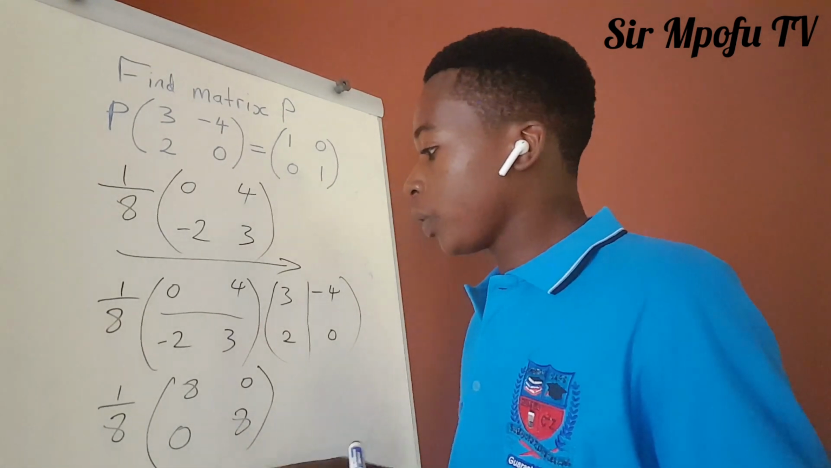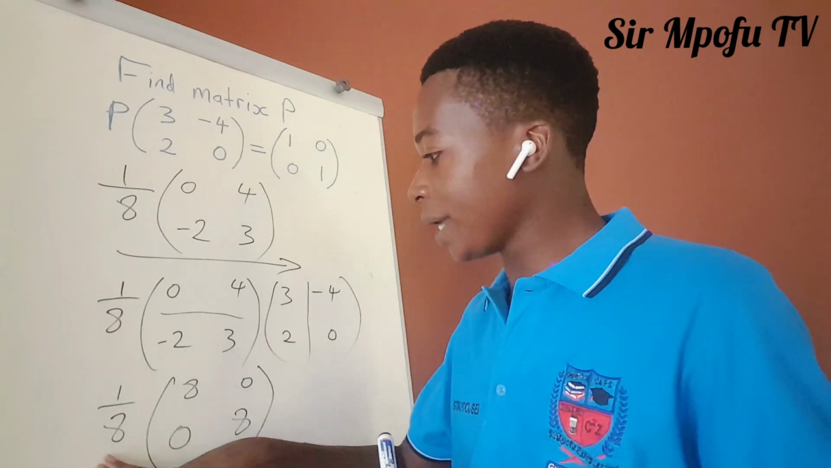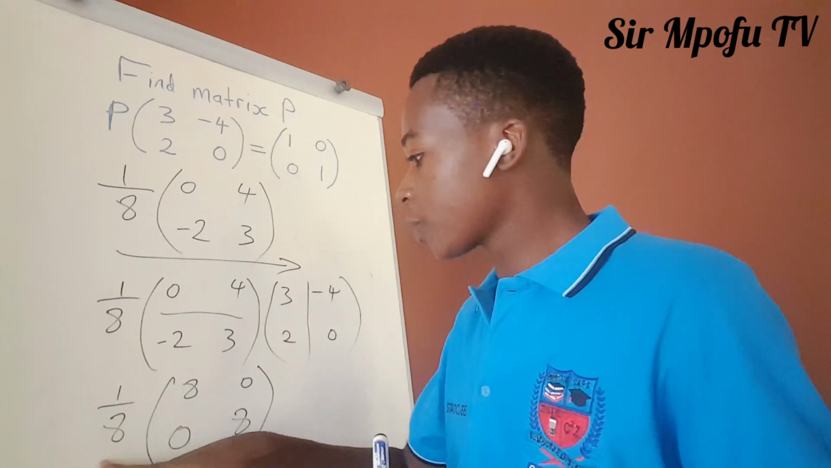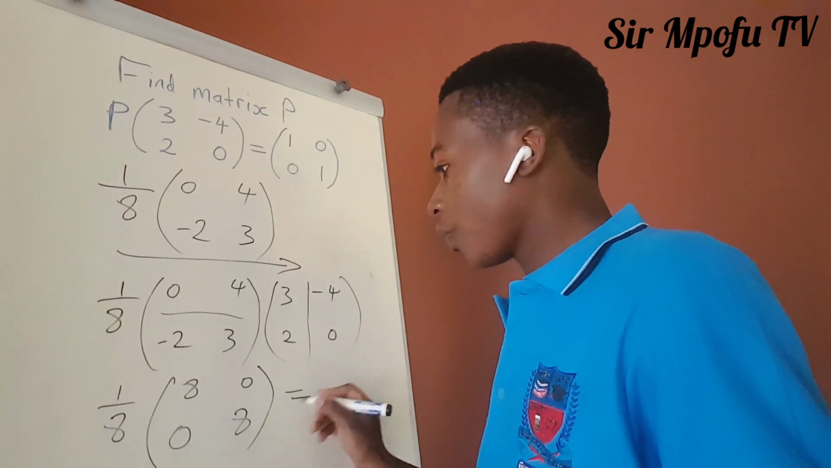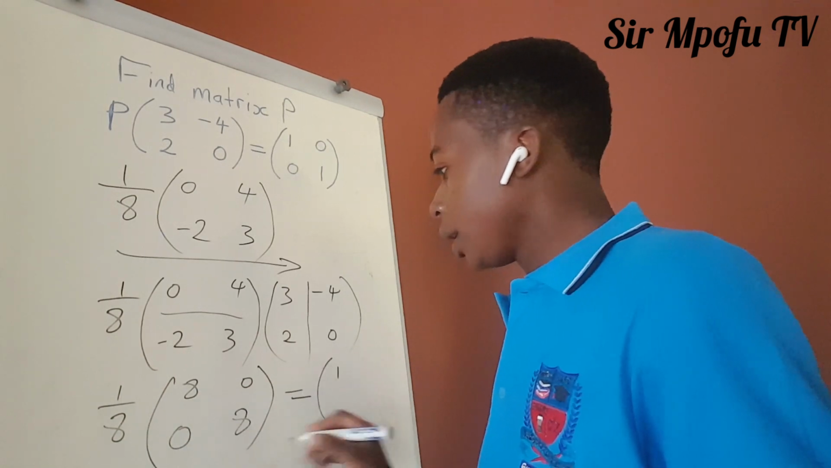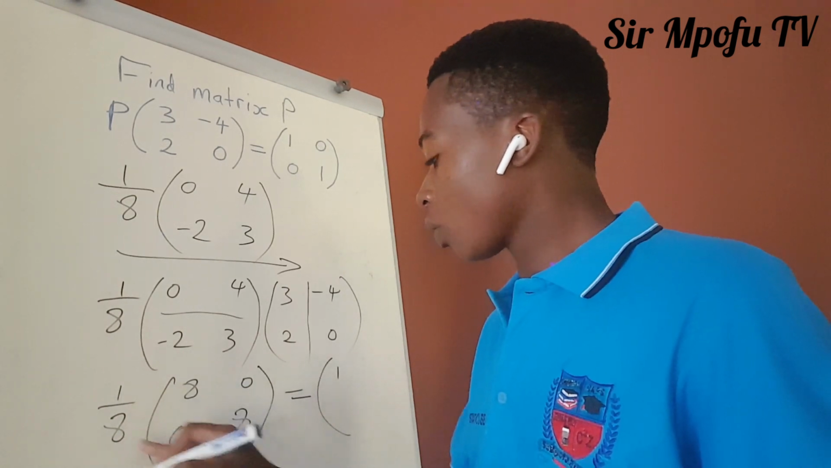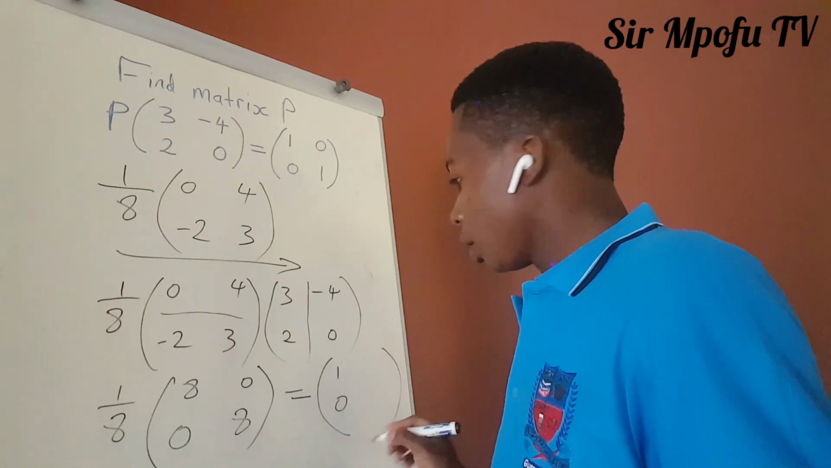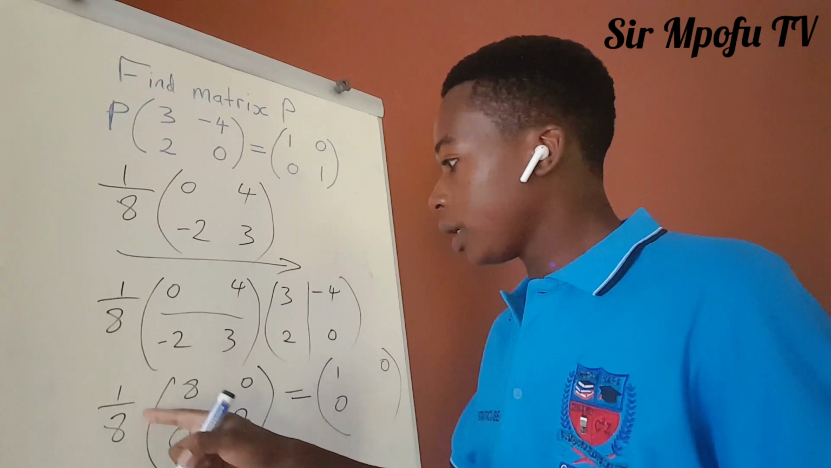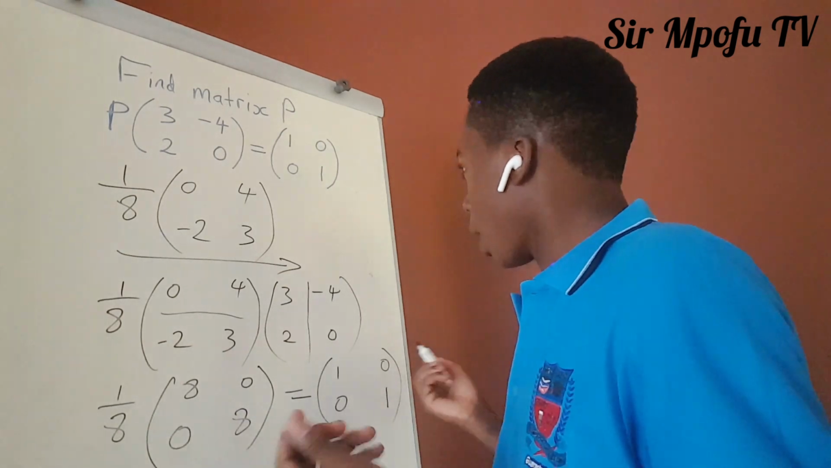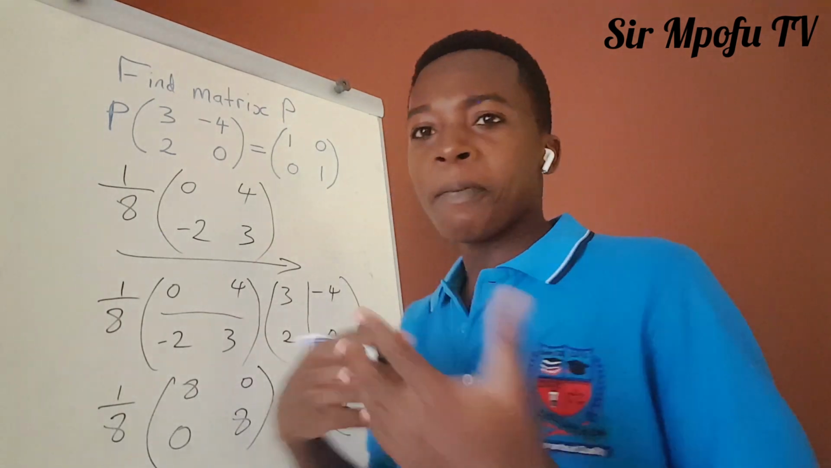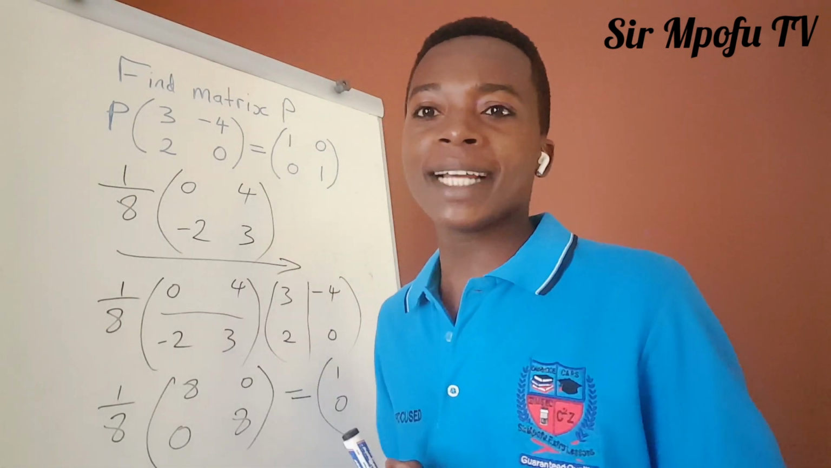Now if you multiply this with the scalar, remember a scalar is a quantity that is outside the matrix, you will see your final answer. 1 over 8 times 8 is 1. Then 1 over 8 times 0 is 0. The other side, 1 over 8 times 0 is 0. Then 1 over 8 times 8 is 1. You see that your final answer is an identity matrix. As I told you, there is no mathematical question that cannot be proved.